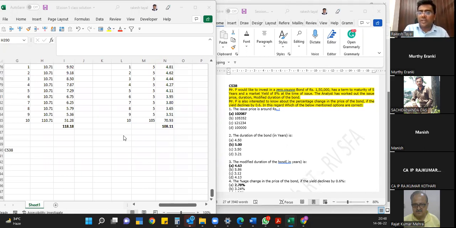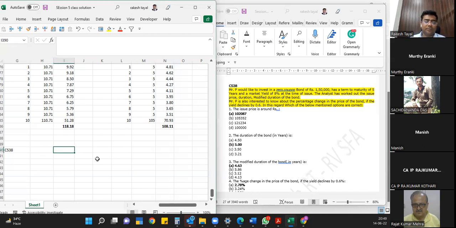Mr. P would like to invest in a zero coupon bond of rupees 150,000 with a term of maturity of 5 years, market yield of 8% at the time of issue. Analyst worked out the issue price, modified duration of the bond, duration of the bond. Mr. P is also interested to know about the percentage change in the price of bond if yield declines by 0.6. In this regard, which of the below mentioned options are correct? बताइए इश्यू प्राइस क्या है जीरो कूपन बॉन्ड का?